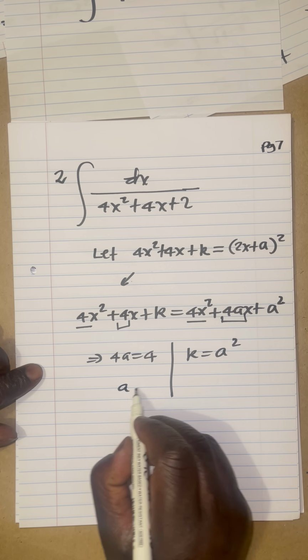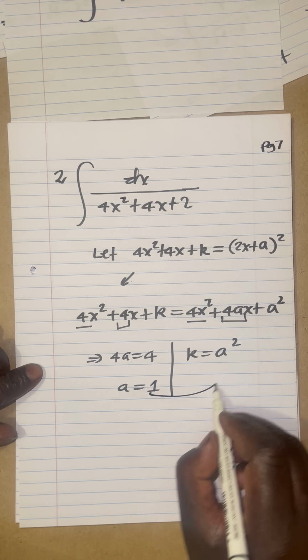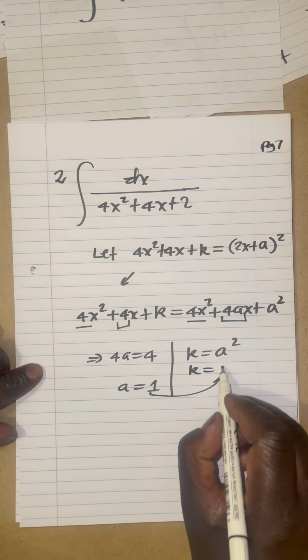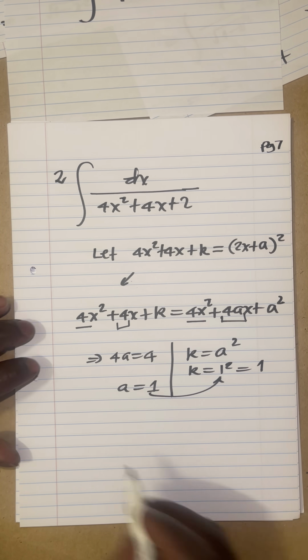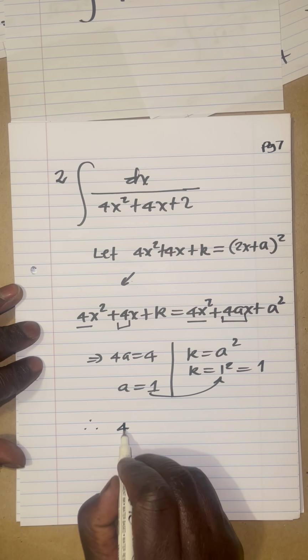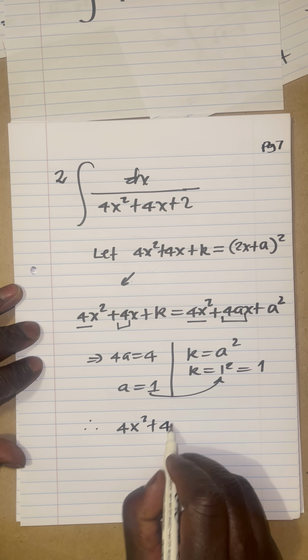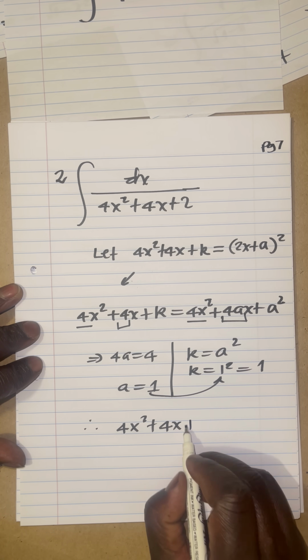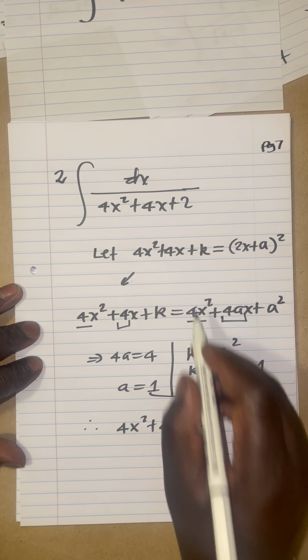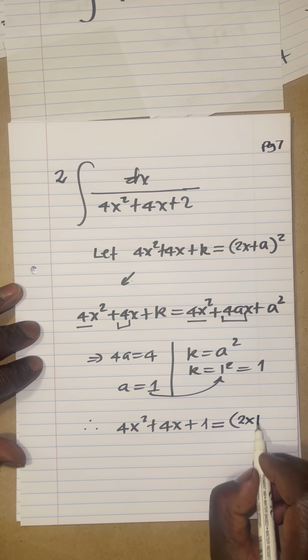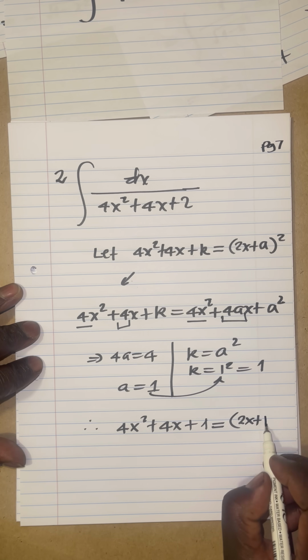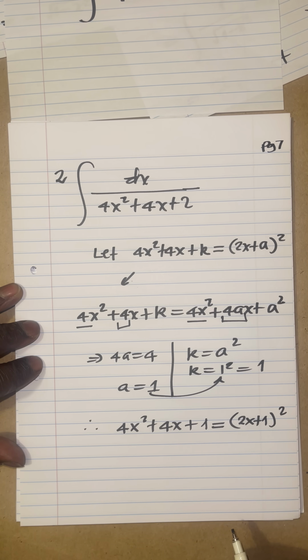Solving for a here, you agree with me, a equals 1. And bringing it to this side, k will be equal to 1 squared, and the answer is 1. So therefore, check this: 4x squared plus 4x plus 1, because I know now the value of k is 1. I'm putting 1 there, and this is exactly equal to 2x plus, what's the value of a? 1, and it's all squared.